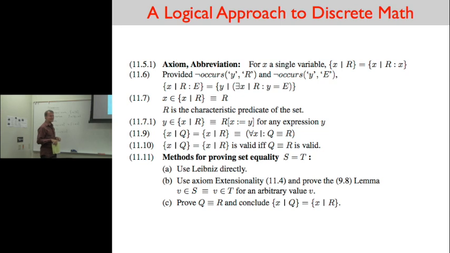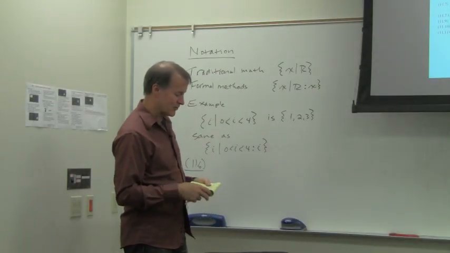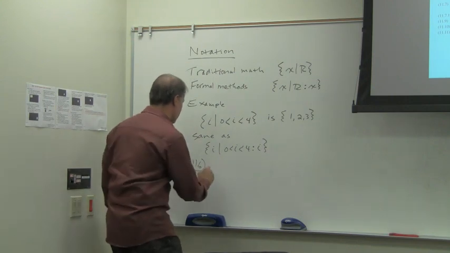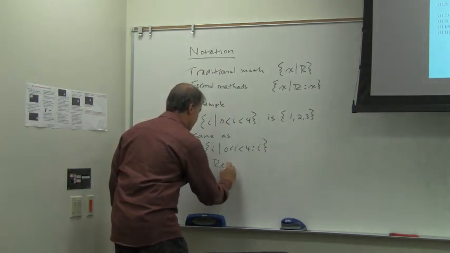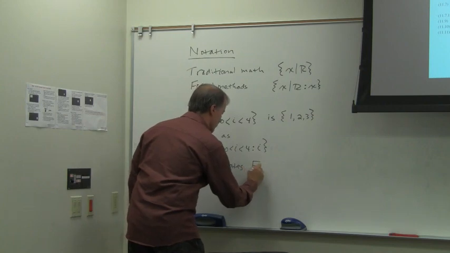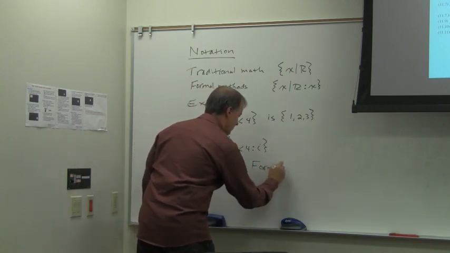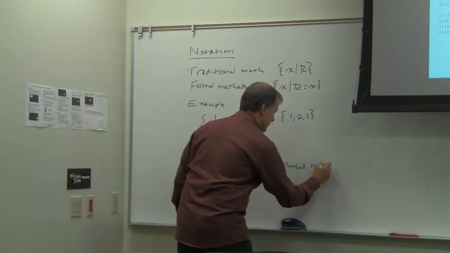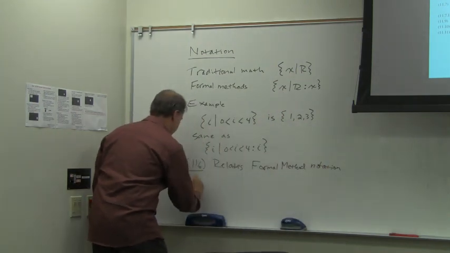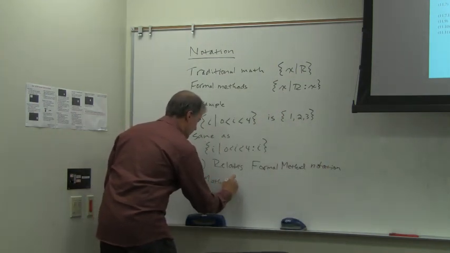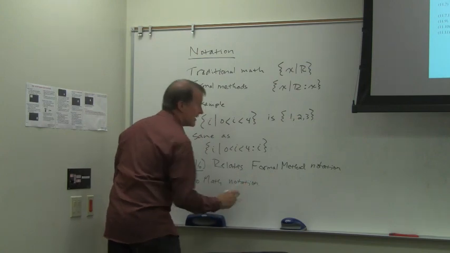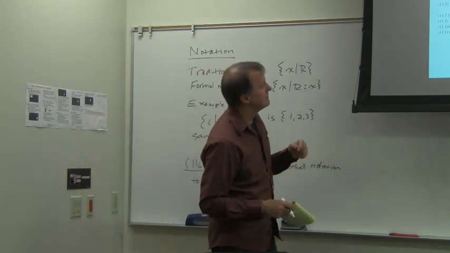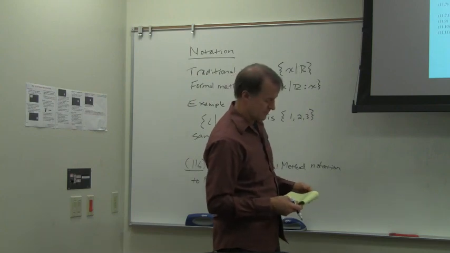That was a great discussion because we said, well, is there a possible way? And sure enough, 11.6 shows how traditional math notation relates to formal methods notation. So 11.6 relates formal method notation to math notation. Y doesn't exist in any of them. In all of these, you're assuming that. You just have to pick a new variable.